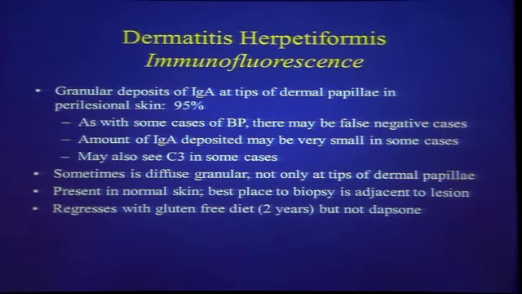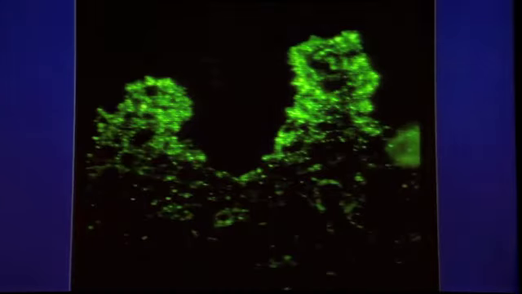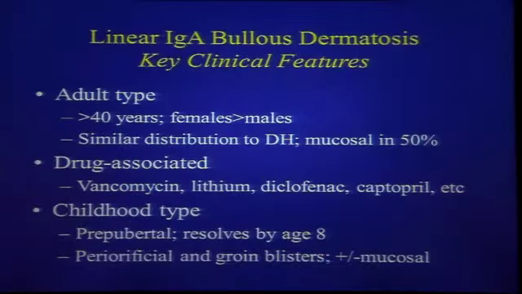So if you want to get a positive immunofluorescence with DH, have them eat a couple of slices of bread a few days before, and then do it. If you're sadistic, you can get a positive result there. And here you see a nice example of IgA at the tips of these dermal papillae.